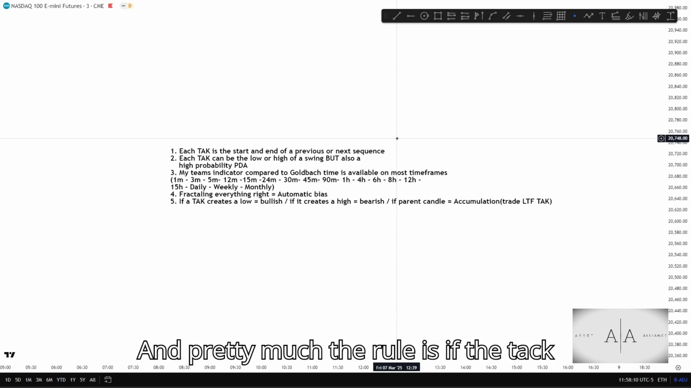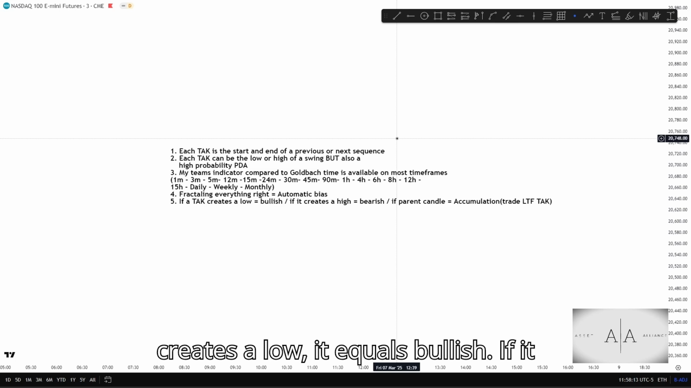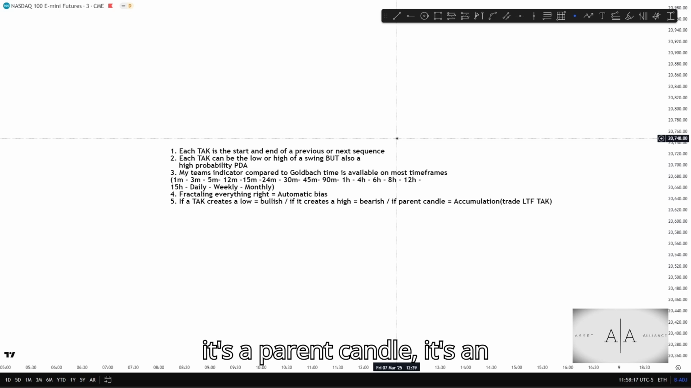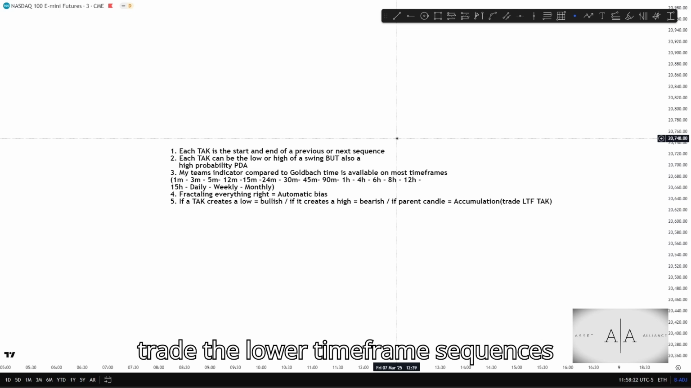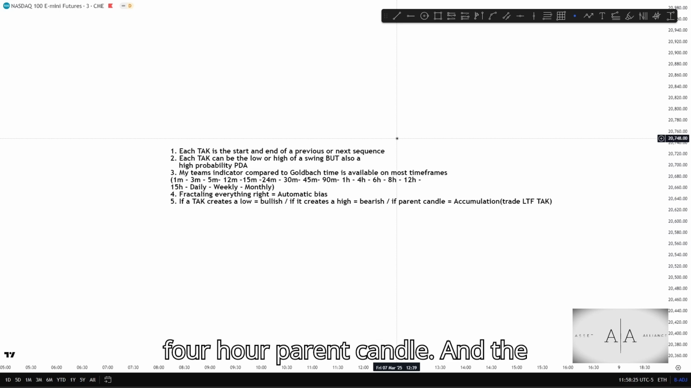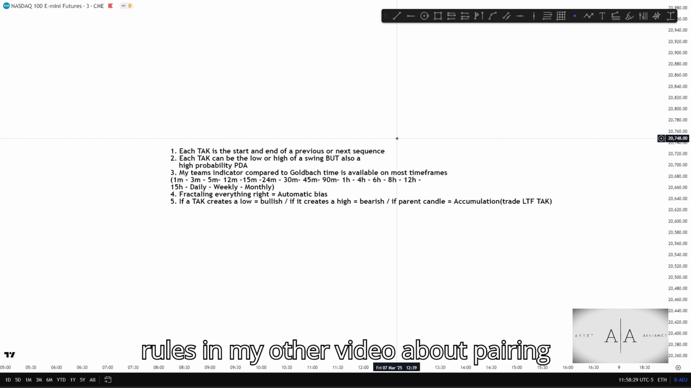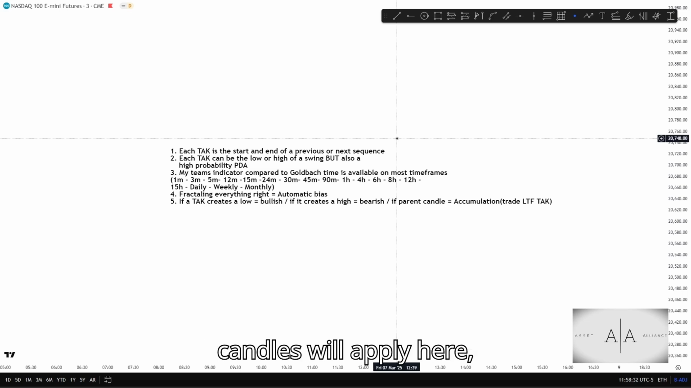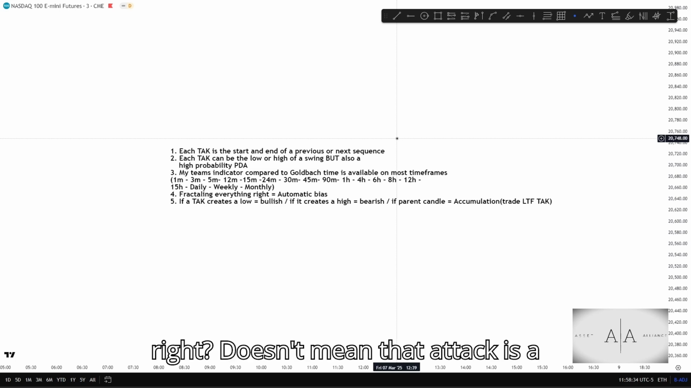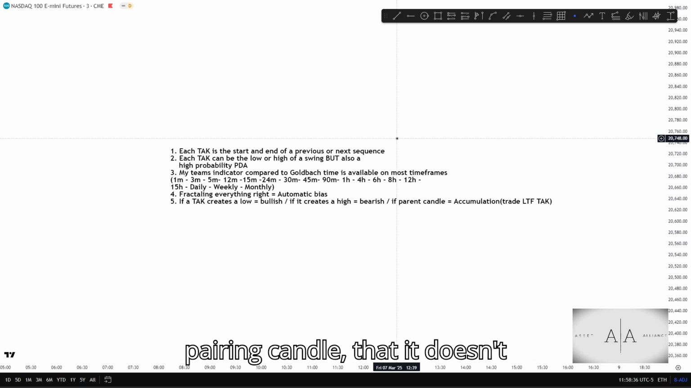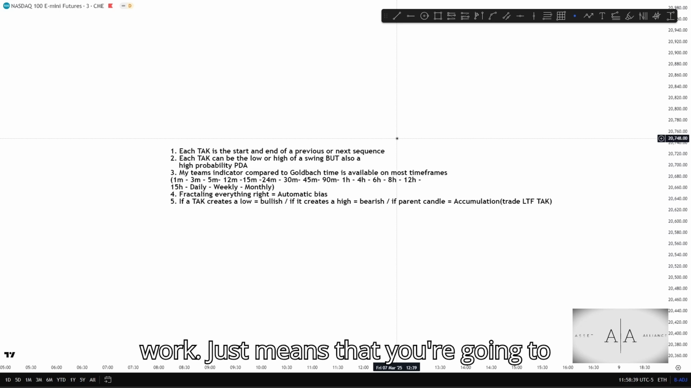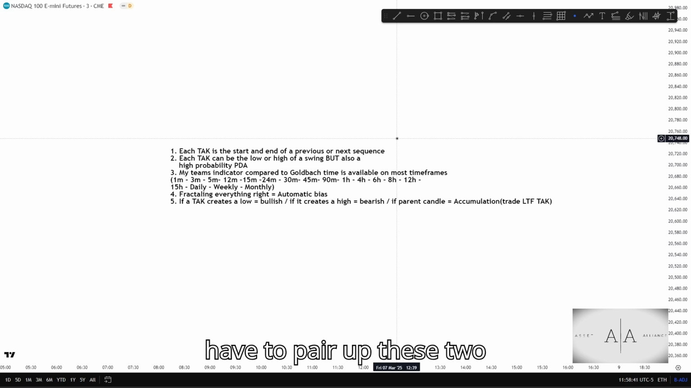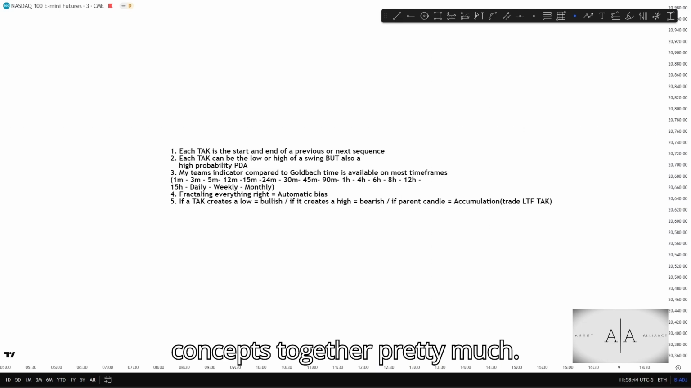Pretty much the rule is, if the tack creates a low, it equals bullish. If it creates a high, it equals bearish. If it's a parent candle, it's an accumulation. So you only trade the lower time frame sequences instead of using, let's just say, the 4 hour parent candle. And the rules in my other video about parent candles will apply here, right? Just because a tack is a parent candle doesn't mean that it doesn't work. It just means that you're going to have to pair up these two concepts together.